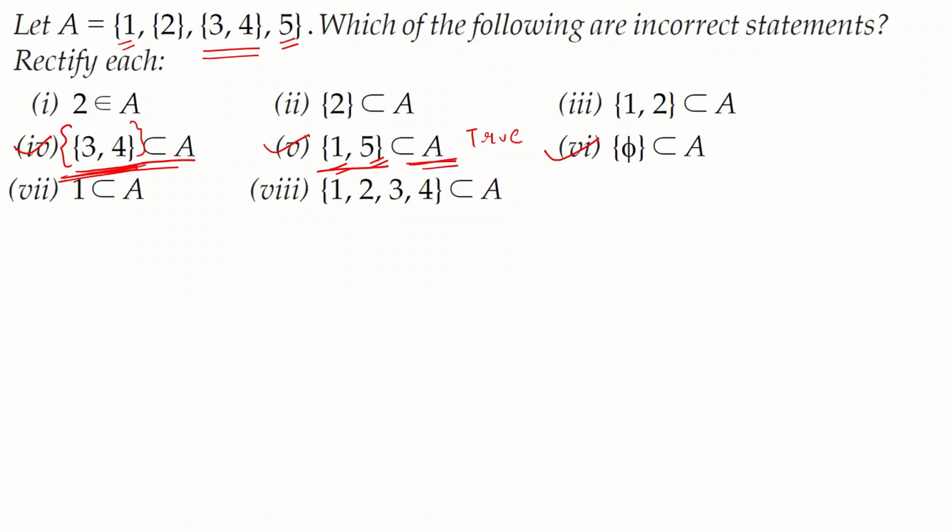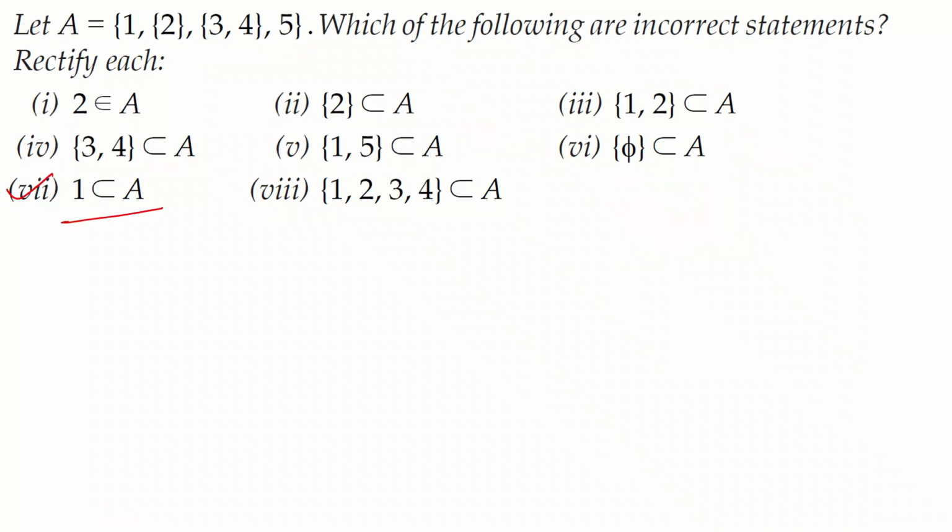Question number 6. Phi inside a set, that means this is a set which is a subset of A. This is false. They are just trying to confuse you over here because phi in itself is a set. So phi is a subset of A. This would have been true. But when you write it like this inside curly brackets, that means phi becomes an element of this set, which is not the case. Phi is not an element of A. So this is incorrect. That is why we don't give curly brackets over here. We just say that phi is a subset of A.